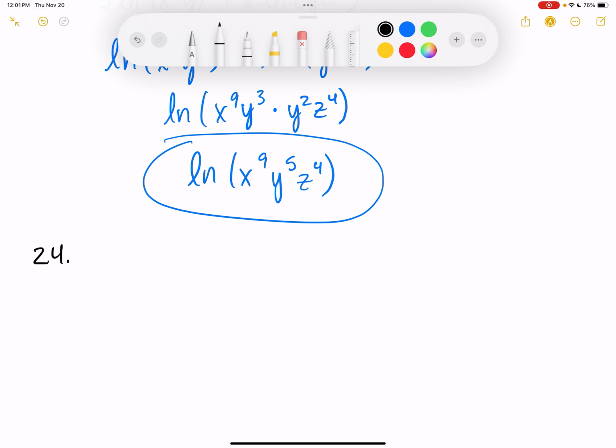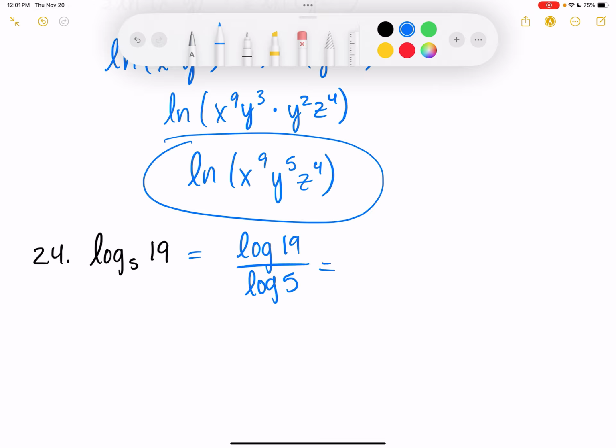24. Log base 5 of 19. So, we're writing this now as a common log. It's the log of the big number over the log of the little number. In this case, you do have the log written twice because it's the change of base formula. So we have the log of 19 over the log of 5.